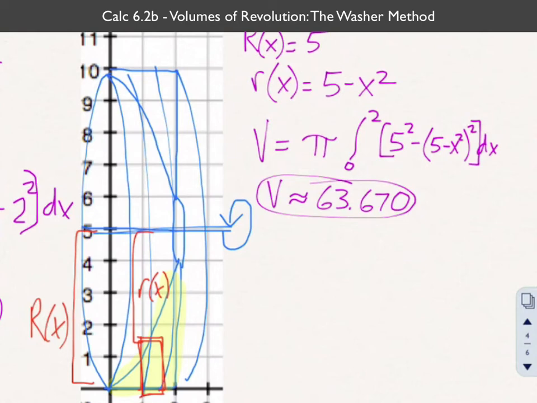Alright, welcome back. So go ahead and check your drawing. Verify your vertical rectangle. And then check your capital R of x, and that's just going to be 5 always. And then your lowercase r of x, well, it's going to be 5, but then subtract the function x squared. So we get 5 minus x squared. And then just apply it using the disk method, and you should get about 63.670 cubic units.